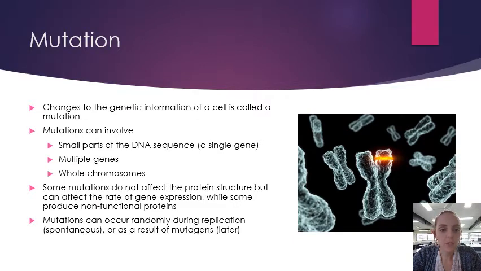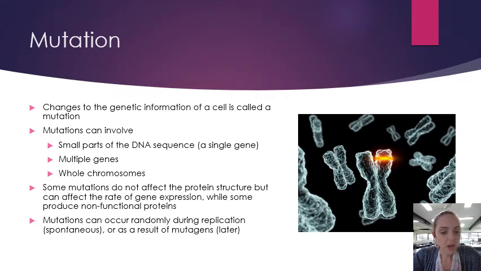Okay, so when we talk about mutations, mutations are any change to the genetic information. As I said earlier, a mutation could involve just a very small part of the DNA. It could even be a single gene looking at a base. So it doesn't need to be something involving large sections. It could just be one singular base on one gene. Some mutations involve multiple genes, so it might be a particular section of a chromosome, or sometimes it can affect the whole chromosome. So we're going to look at those three different examples.